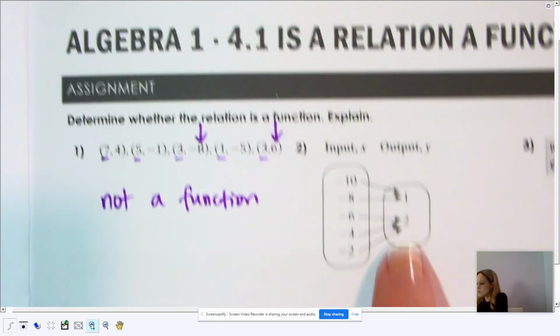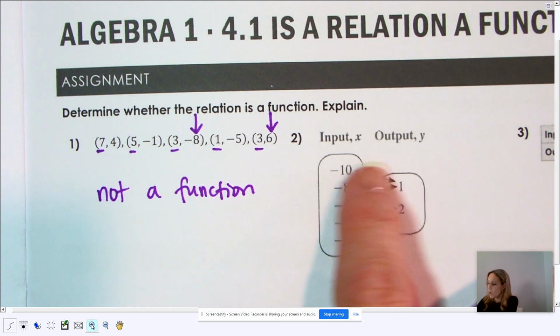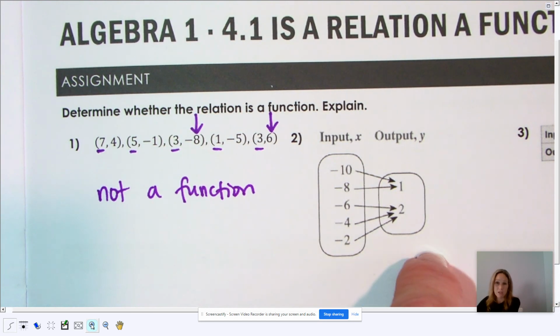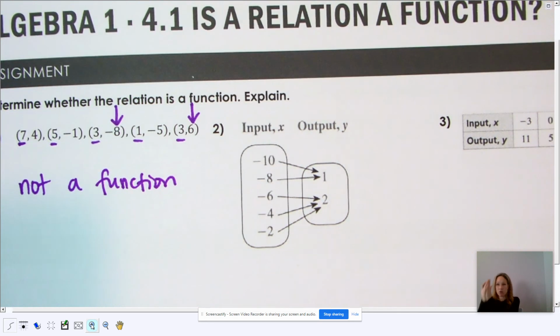Okay, question 2, you guys can look at this one. Just think through, does each one of these inputs only have one arrow coming out of it? If so, yes, it's a function. If any of these inputs had 2 different arrows, then it would not be a function.